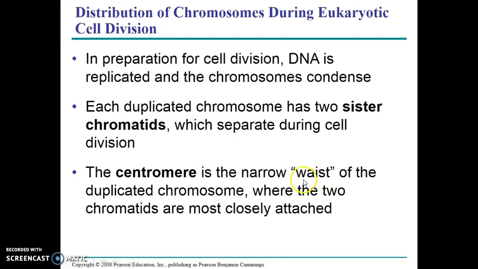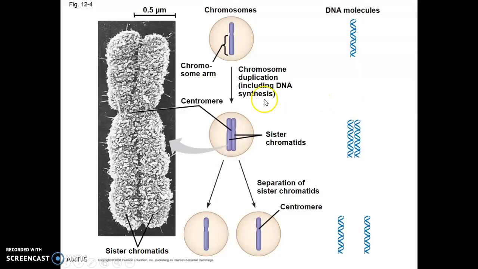I mean the waist is the centromere, basically. It is the region of the duplicated chromosome where the 2 chromatids are most closely attached, meaning it's kind of thin or narrow. That's what it becomes during the cell division of eukaryotic cells. This is where it is again. You see, the centromere is kind of narrow, and the 2 sister chromatids.